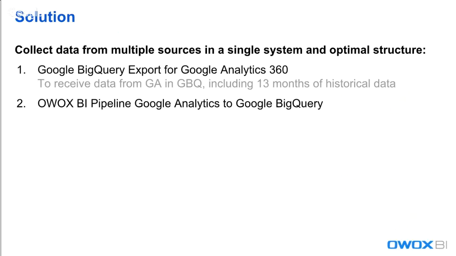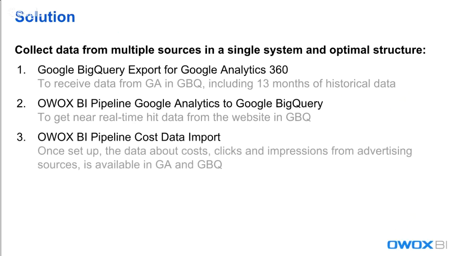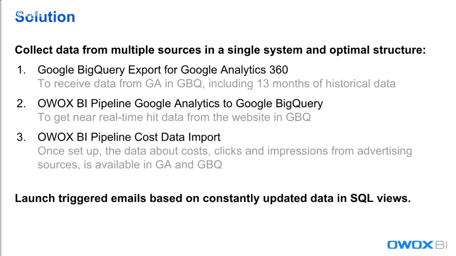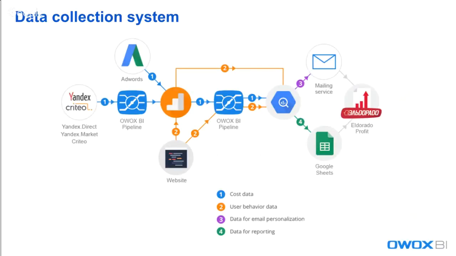At that time, it was not possible to collect data from Google Analytics 360 in real time. That's why we used OWOX BI pipeline to collect data with up to a 3-minute delay. And we used OWOX BI pipeline to collect cost data from non-Google campaigns. The last step was to launch triggered emails based on the constantly updated data in Google BigQuery. That's how the data collection system looked for Eldorado.